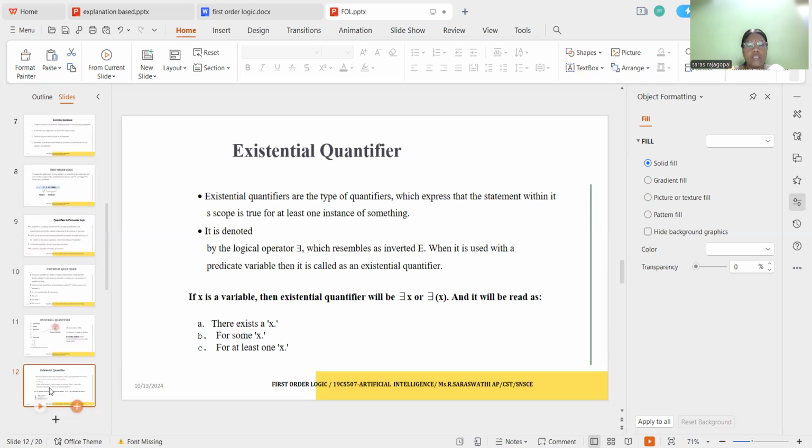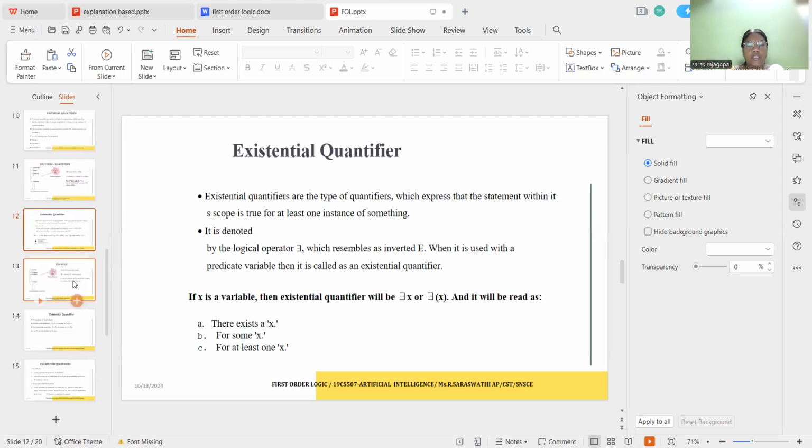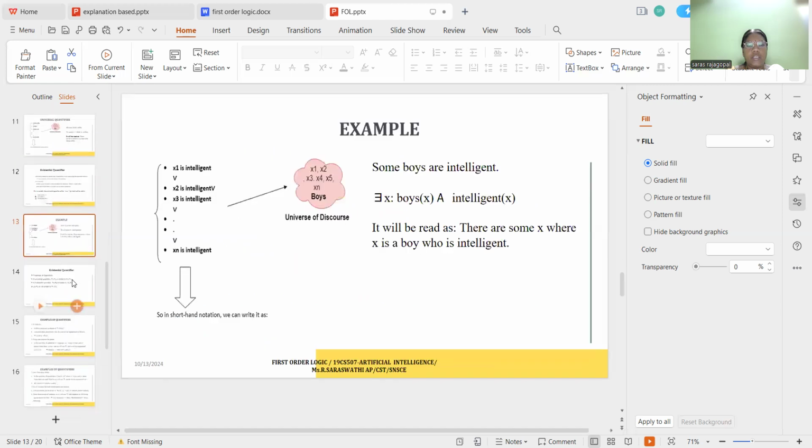For example, if x is a variable, then the existential quantifier will be there exists x or there exists y. And it will be read as there exists an x, for some x, for at least one x. These are examples of an existential quantifier.